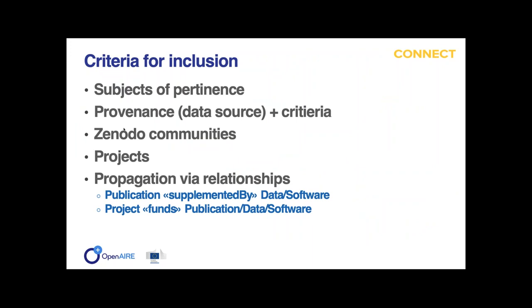The idea is that you can specify the subjects of pertinence, so objects with a given subject can belong to the gateway, and the provenance. So if the object comes from a source, or if the object comes from a given community in Zenodo, communities in Zenodo are like collections, often defined by scientists and communities, the projects that are relative to a community, so all objects related with these projects will be included in the gateway. And we also propagate the notion of link to a community via the relationships, as I mentioned before.